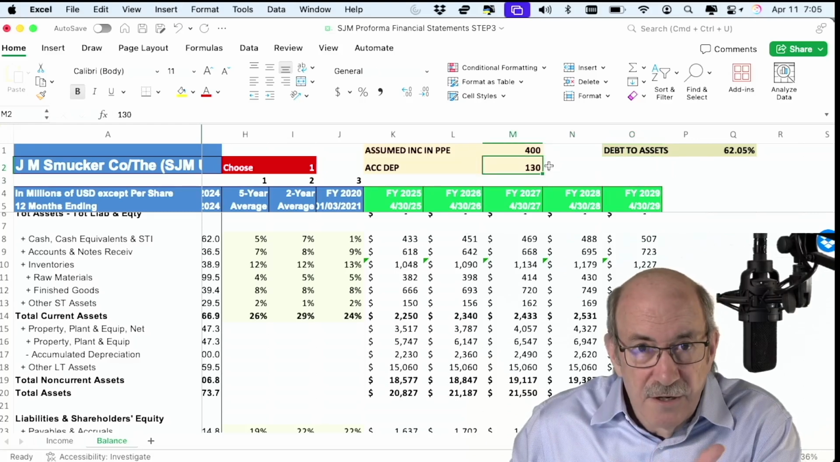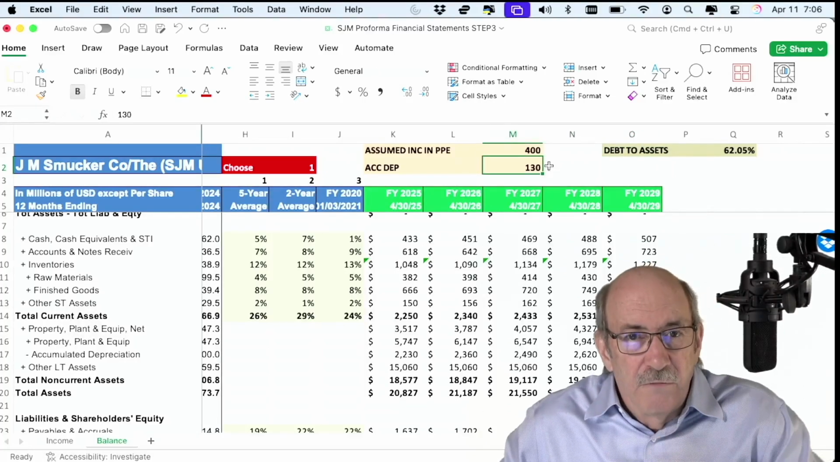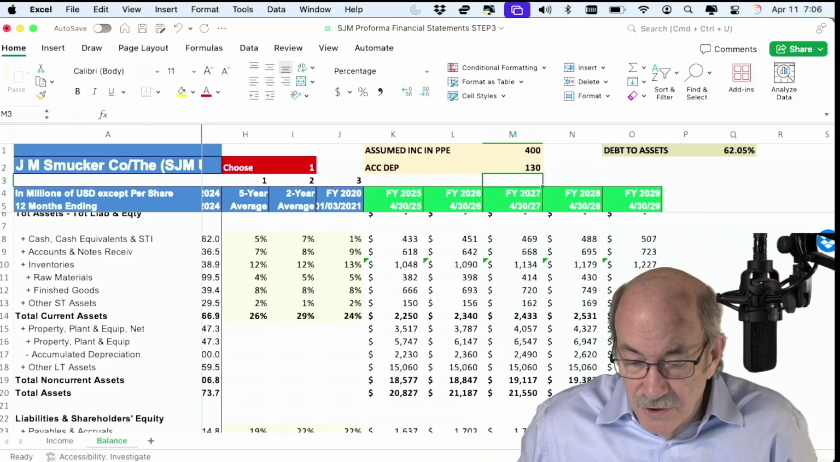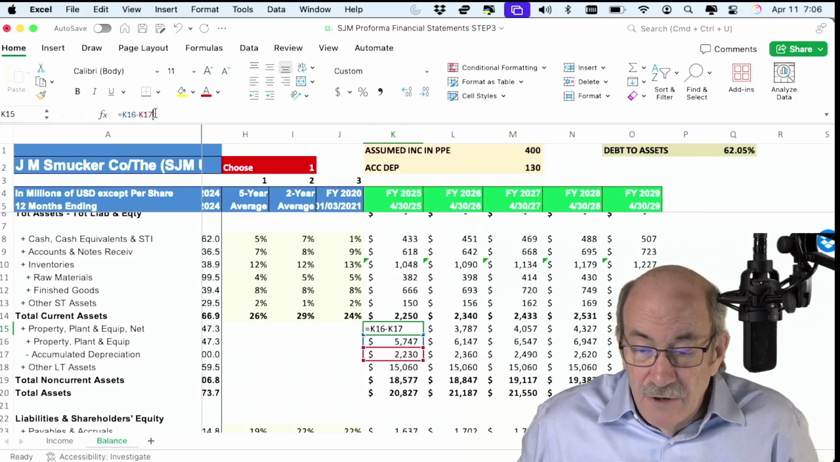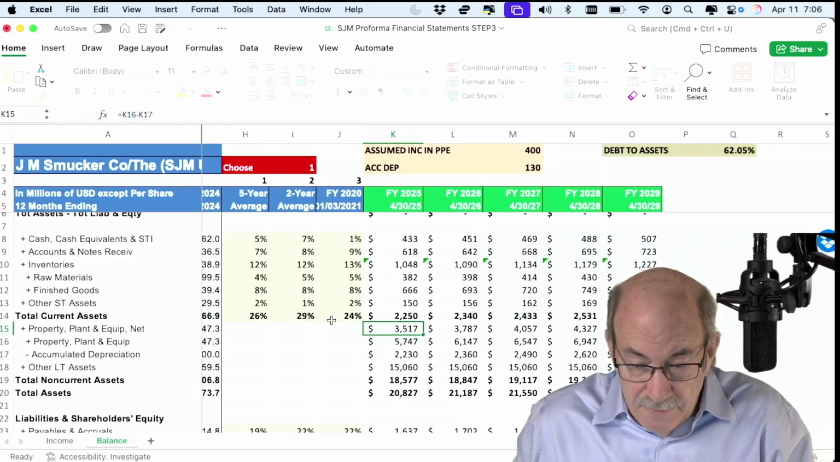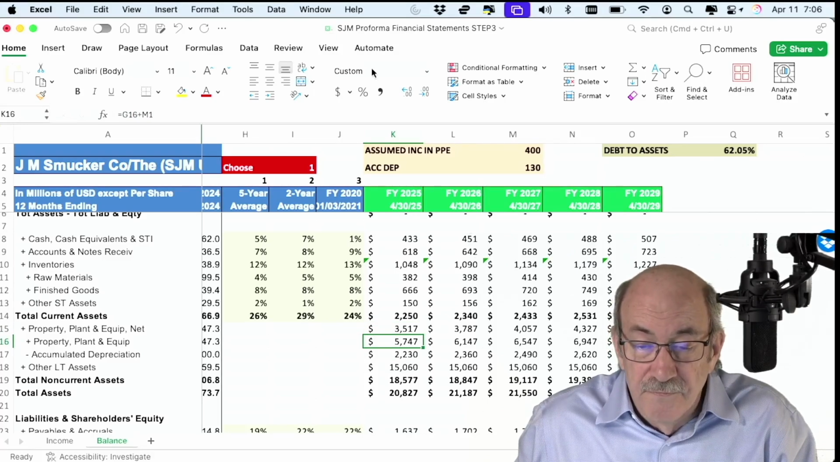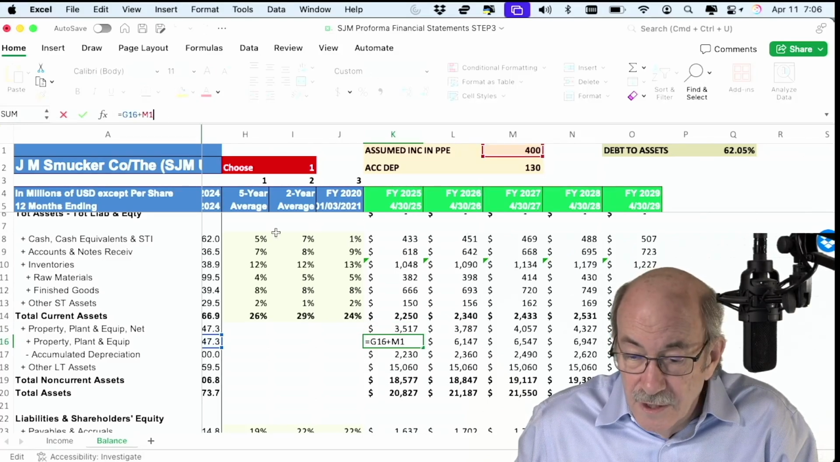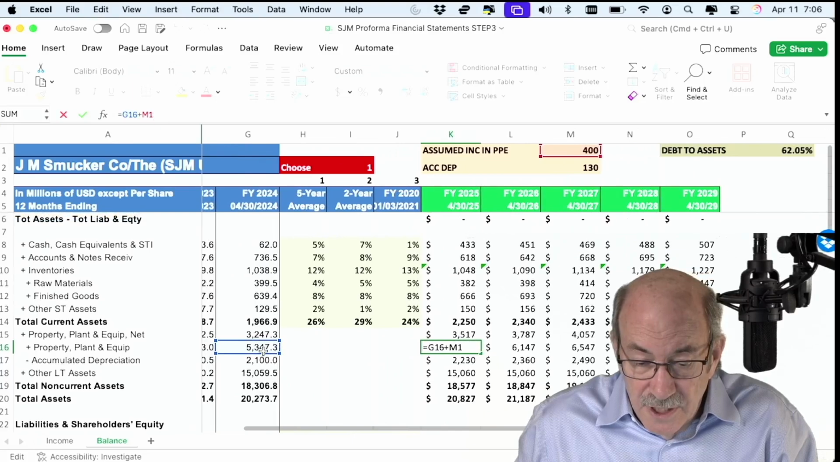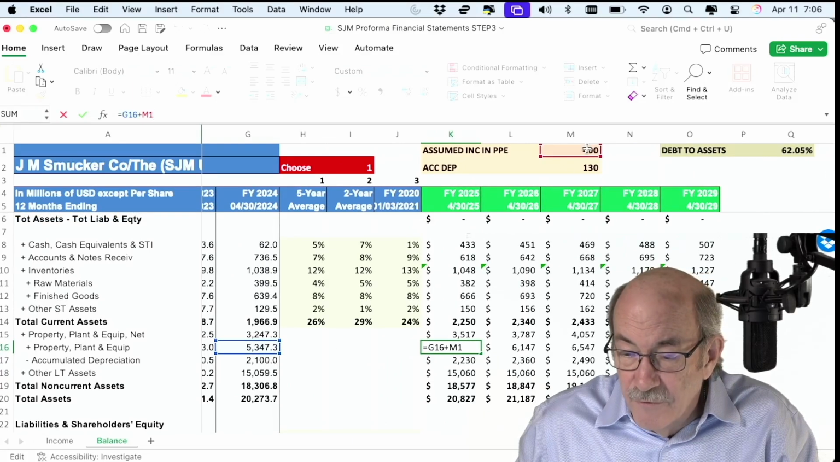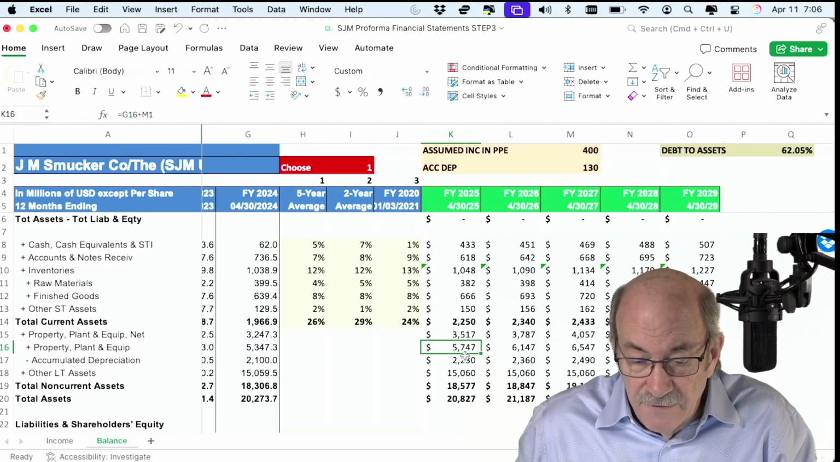I've just done it one size fits all, but you may want to make it a little more flexible than that. You'll notice here that I reference, hang on a second. Actually, let me go down to gross. You'll notice that I take the last year's gross PPE and I add the 400 to it, and I come up with 5747.